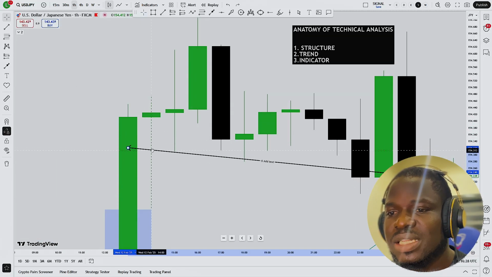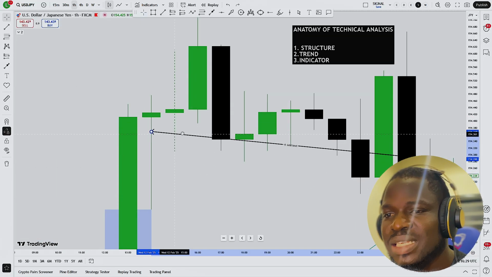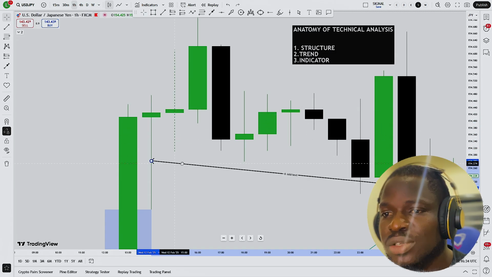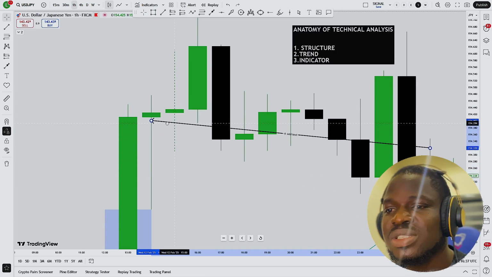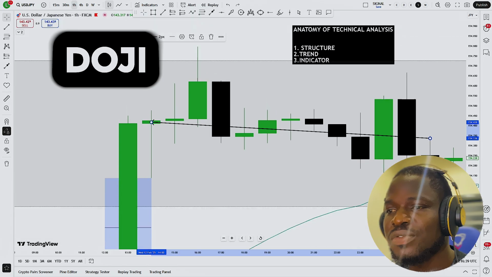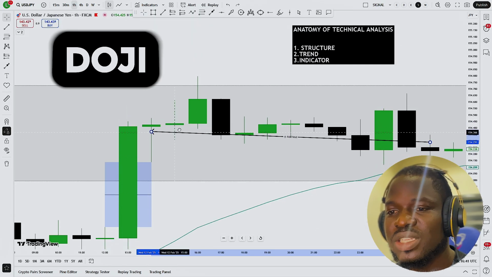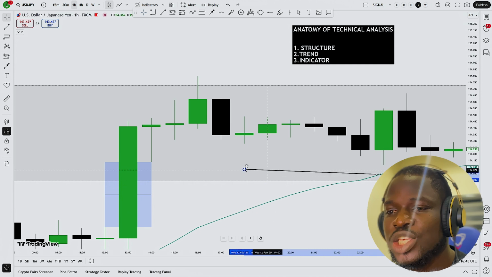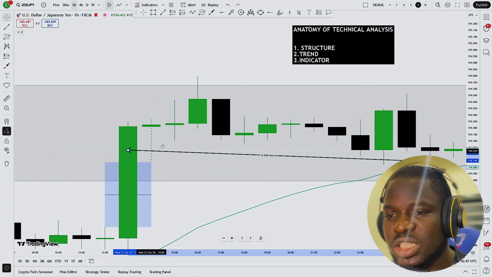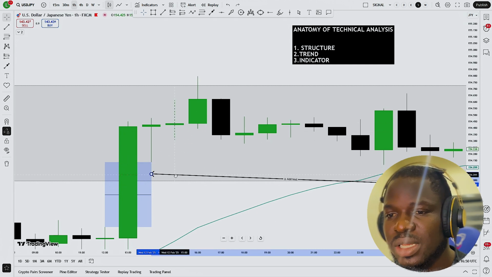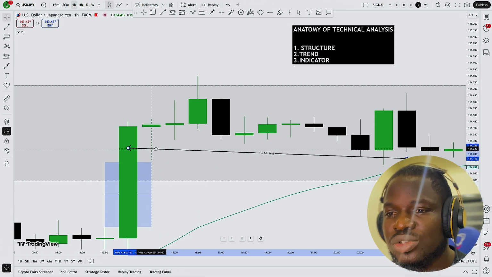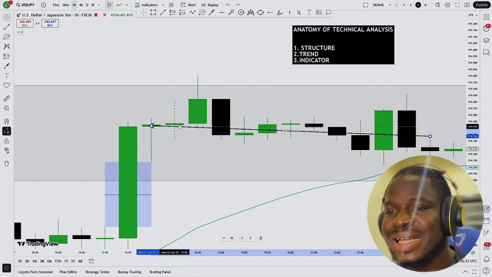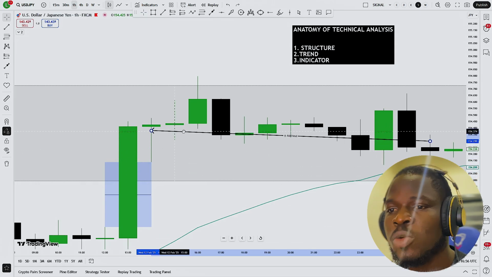The next candlestick that formed after this healthy candlestick was an unhealthy candlestick, and the name of this candlestick is dodgy, right? If you compare the body of this candlestick here and this one, you can see there is a huge difference between these two candlestick patterns. This one is a healthy candlestick while this one is an unhealthy candlestick. This one is a low momentum candlestick.